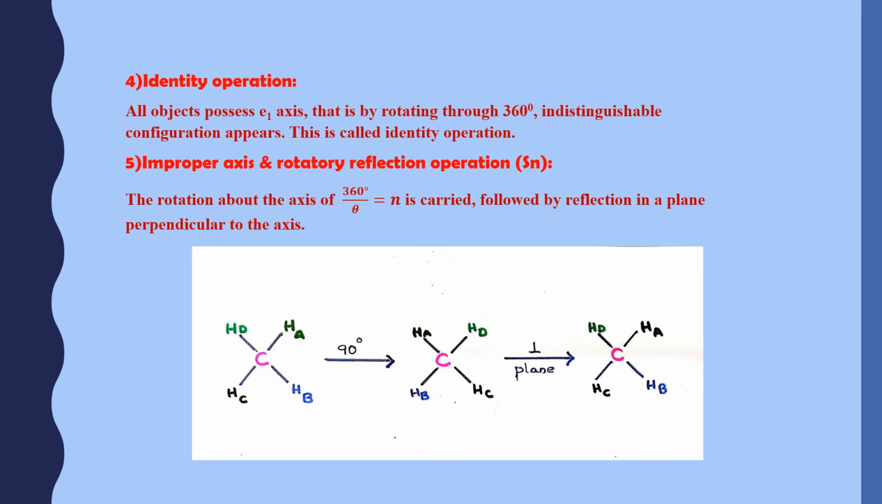So these are the 5 symmetry operations. What are they, students? Do you remember? First one, rotation about the axis by theta angle. Second one, reflection through the plane. Third one, inversion through center. Fourth one, identity operation. And fifth one, improper axis and rotatory reflection operation. With this, we have completed the chapter on molecular symmetry.